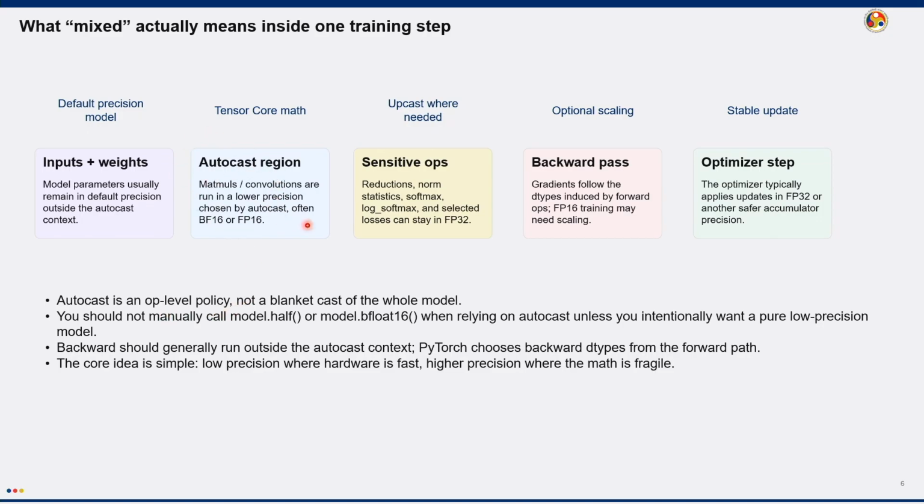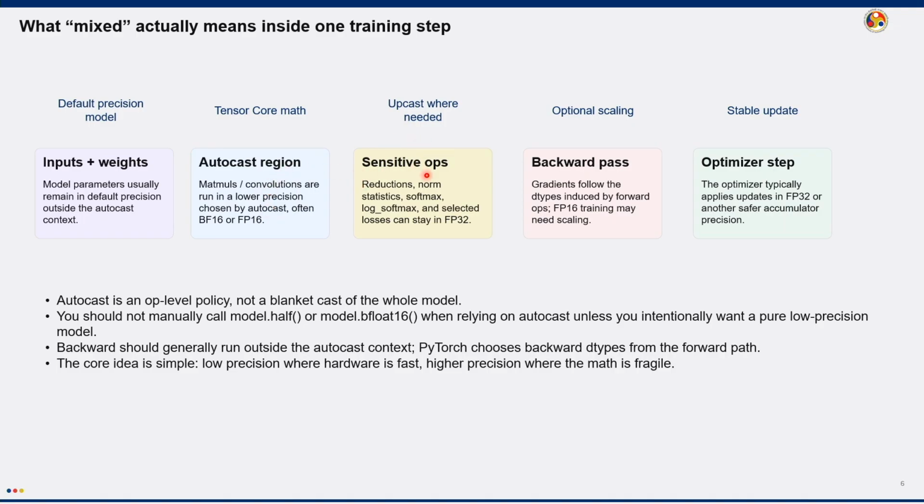So before we enter the autocast region, we have the inputs, the weights and biases, which are the parameters that stay in full precision. Then when we enter the autocast region, the multiplications and convolutions should run in lower precision. This will be chosen automatically by autocast, often BF16 or FP16, based on whatever the target GPU supports.